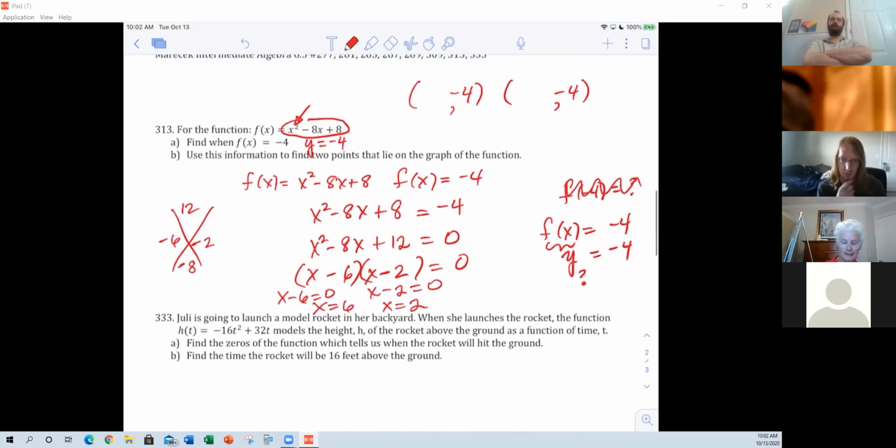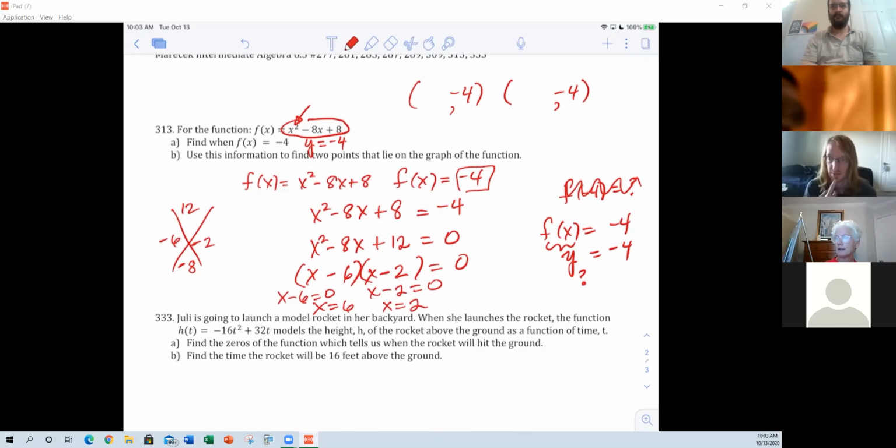So what are 2 points that lie on the graph of the function? If you want to name them by ordered pair, what would be 2 points that lie on this function? It would be 2, 0 and 6, 0. Okay, be careful. Because what did we set the whole thing equal to? That's 6, -4 and 2, -4. That's right. Does that make sense? Yeah, it does. You're right. That's what we were trying to find out. We're trying to find out where does this function equal -4.